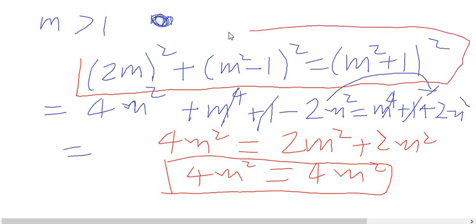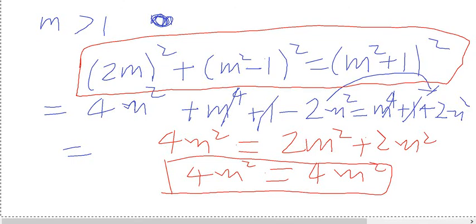So this formula is always true. For any value of m greater than 1, this formula always holds, and you will find one Pythagorean triplet for every m. So there are infinite Pythagorean triplets. I think this is all for this particular lecture. In the next lecture we are going to learn how to calculate the square root of a number in different ways. So this is all for today, and of course, thank you for watching this.